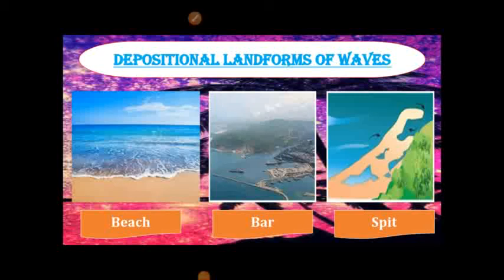Depositional landforms of waves. Beach. Sand and gravel are moved and deposited by waves along the shore to form beaches. Bar. A bar is an elongated deposit of sand and mud found in the sea almost parallel to the shoreline.